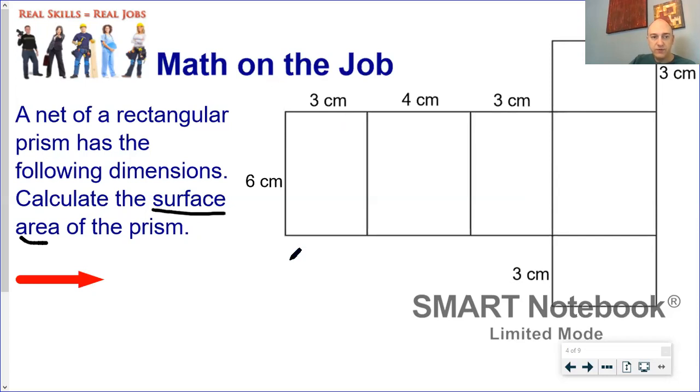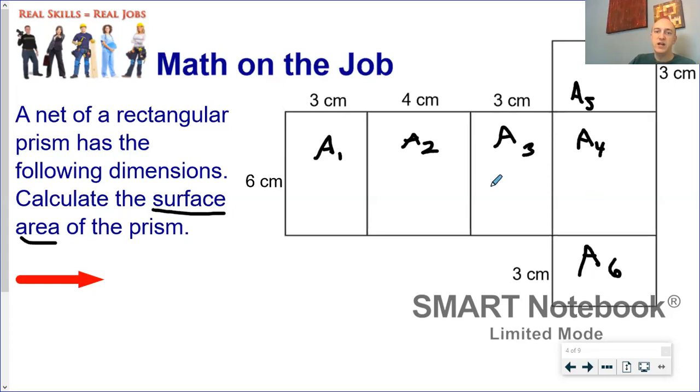And recall that the surface area is the sum of all your surfaces, the area of each of your surfaces if you add it together. So the area of this plus the area of this plus the area here plus this area plus this area plus this area. And each of these areas, of course, is the area of a rectangle.